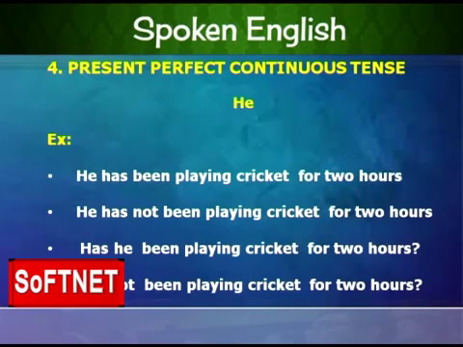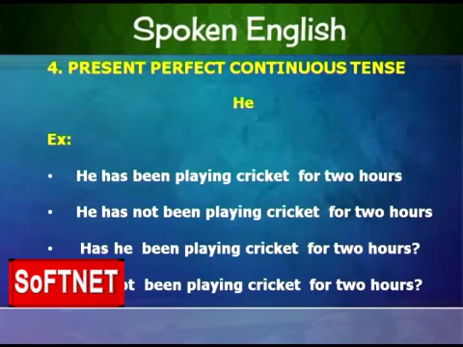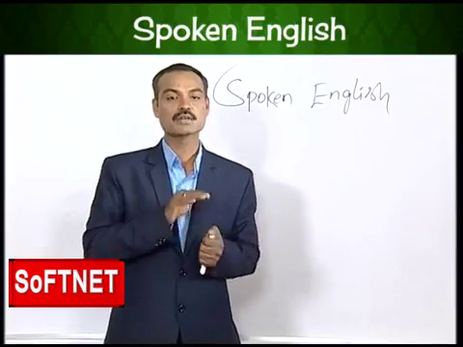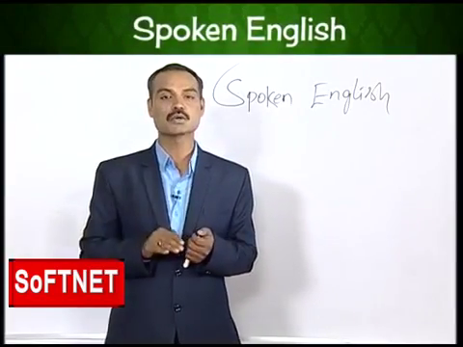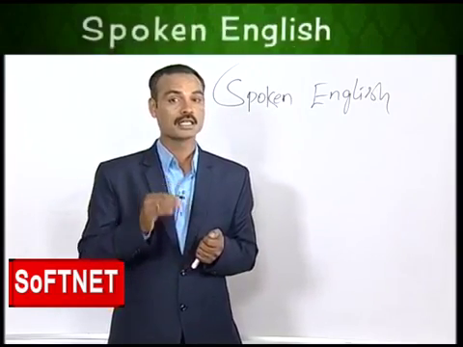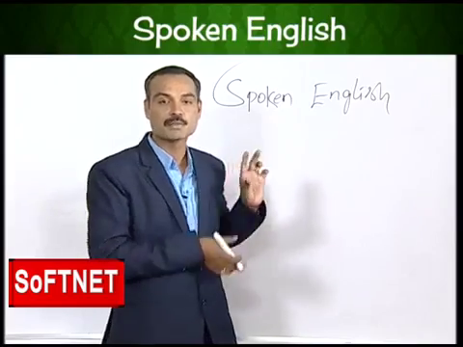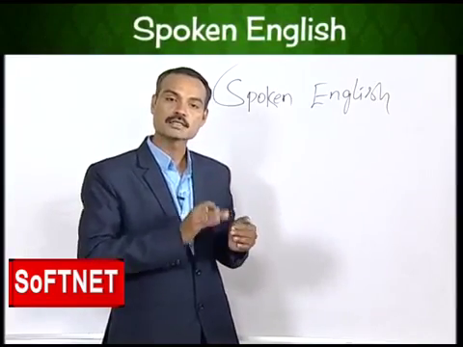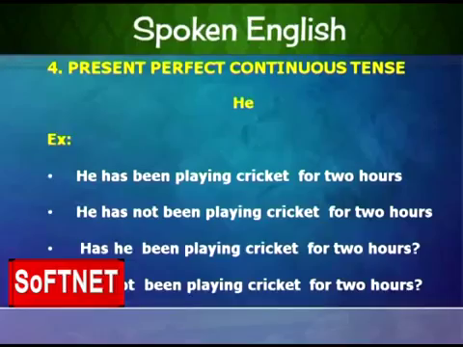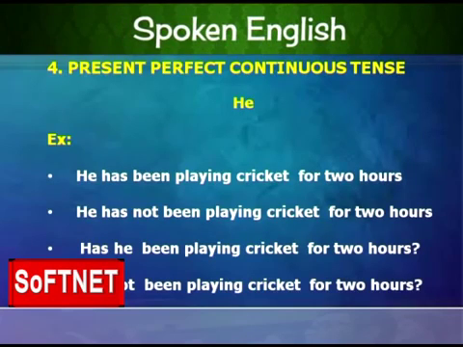In this example, there is a subject called he. He has been playing cricket for 2 hours. That is positive. Negative is what? He has not been playing cricket for 2 hours. Interrogative, has he been playing cricket for 2 hours? Negative interrogative, hasn't he been playing cricket for 2 hours? See friends, this is the process of writing positive sentences, negative sentences, interrogative sentences and negative interrogative sentences. If you understand these 2 examples, you can write all types of sentences with any subject.